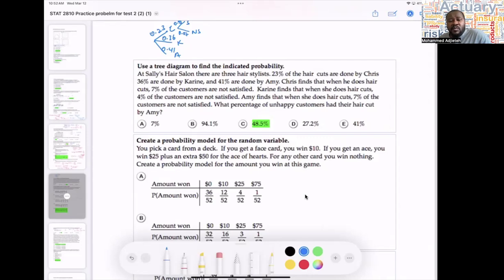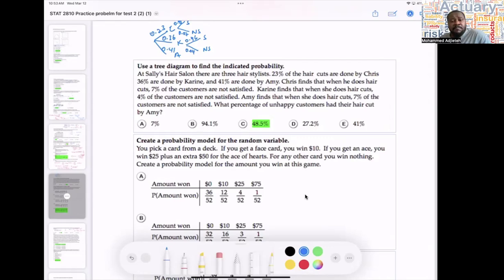Karen also finds that when she does haircuts, 4% of the customers are not satisfied. So for Karen, satisfied, not satisfied. 4% are not satisfied, 0.04. It means that 96% are satisfied, 0.96.